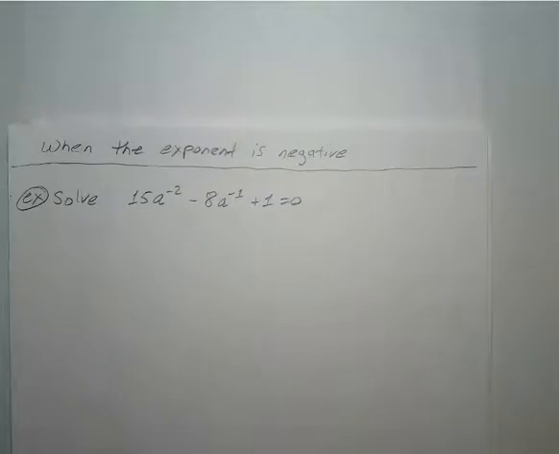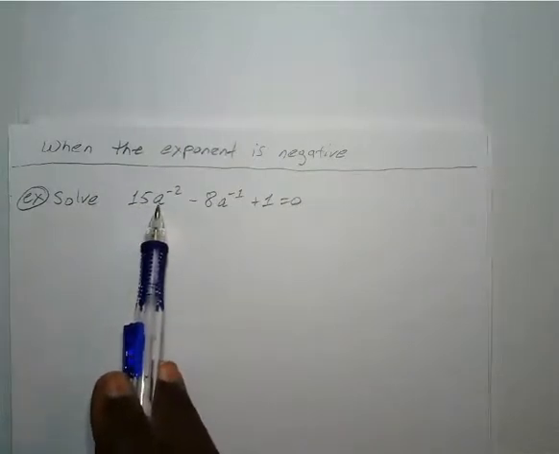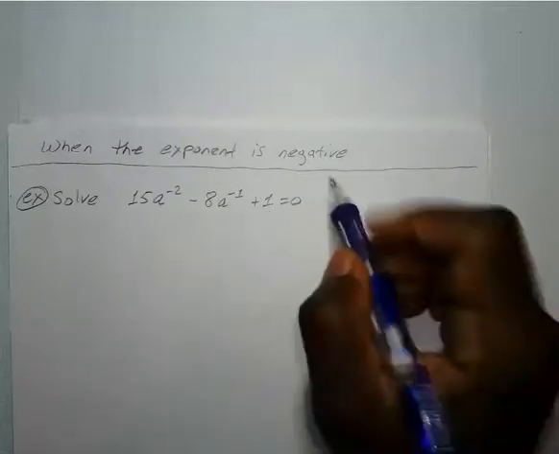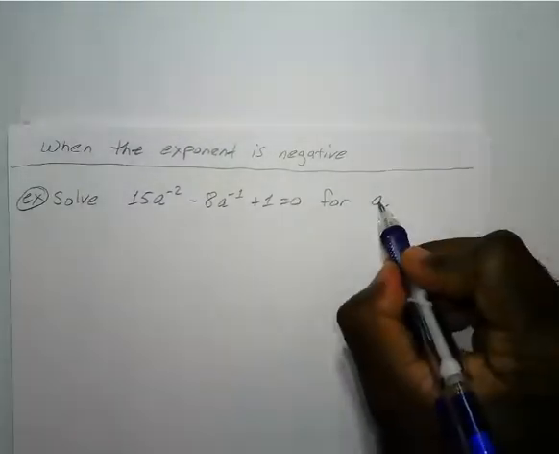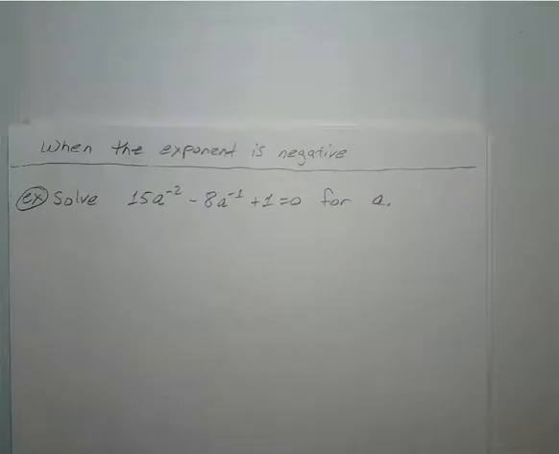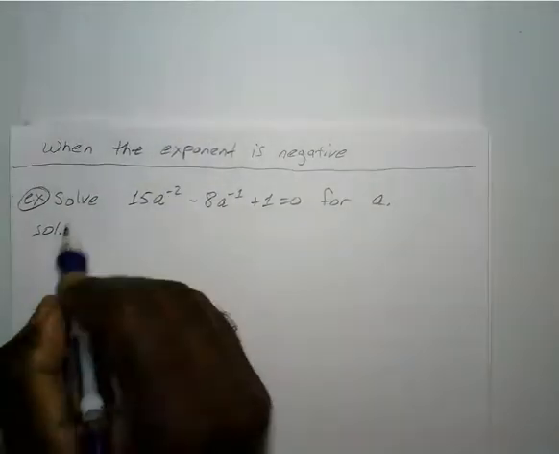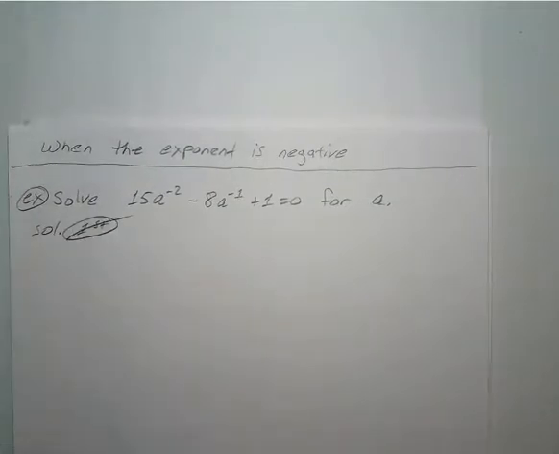So what if your exponent is negative? For example, if you wanted to solve 15a to the negative 2 minus 8a to the negative 1 plus 1 equals 0 for the variable a. Once again, we can skip our first step because everything is already moved to the left-hand side and is equal to 0.